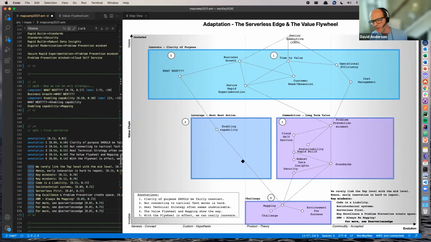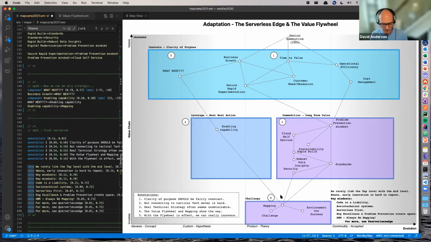A couple of key mindsets here. Code is a liability. You can't code your way out of this. You need to use higher order services to move quickly. So getting that mindset in is really first, which I call serverless first. This isn't just a technical system, it's a socio-technical system. So although there's technology here, there's also people, which is where the mapping helps. I believe engineering excellence and problem prevention, having a good discipline in your technical organization, actually creates space for innovation here on the left. And then quite simple, ABM, always be mapping. I have found in my experience over the last 10 years, constantly drawing these maps and helping people see what is the next best action and how that maps towards the long-term value is incredibly beneficial.